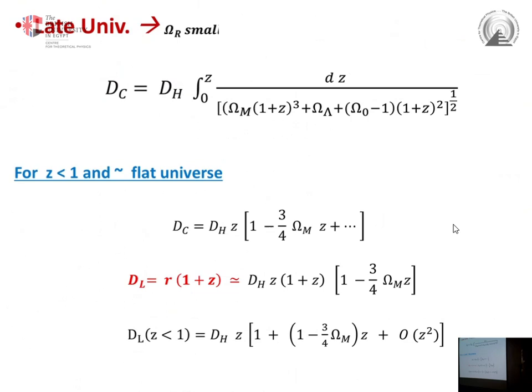Of course, you do all these things numerically, but I wanted to give you, for small z, smaller than 1, what do you expect? You expect if omega matter decreases. I'm assuming a flat universe, so there's no omega curvature. It's only omega matter and omega lambda, and it's flat.